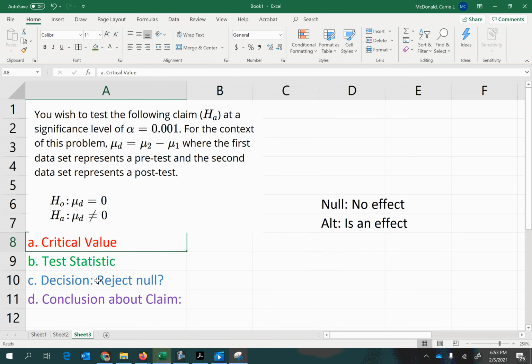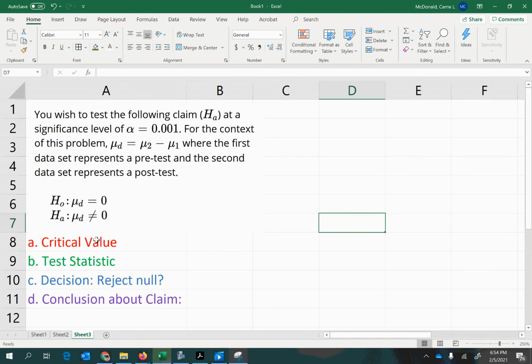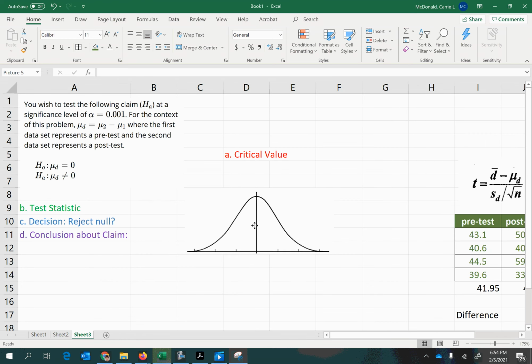Now, we're going to do a full hypothesis test, and we've been asked to find the critical value, then find the test statistic, and compare those to see if we should reject the null hypothesis. And after we've decided if we should reject the null hypothesis, then we will draw a conclusion about the original claim. So let's go through these one by one. Let's start with the critical value.